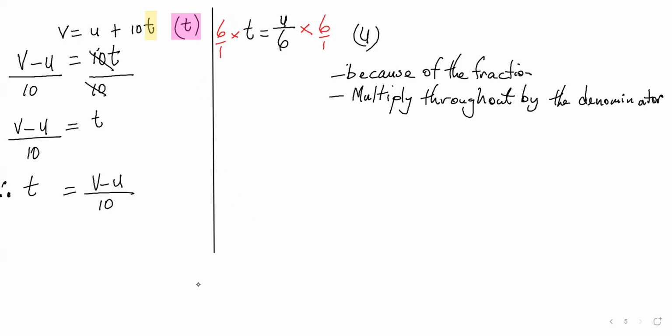So the last question. No, we have 15 minutes. So 6T is equal to U. Take this down. 6T is equal to U. So once you are given a fraction, you have to multiply throughout by the denominator.